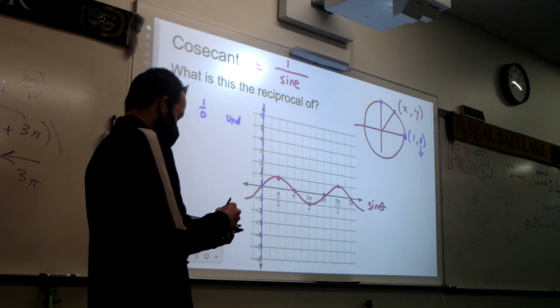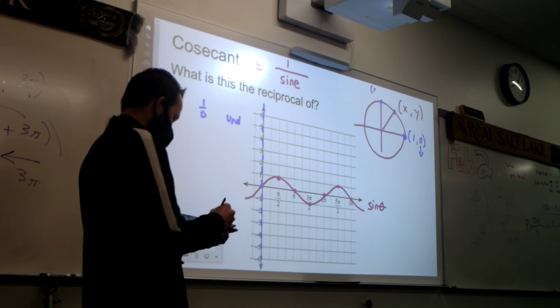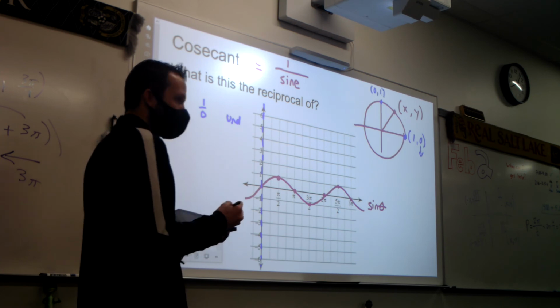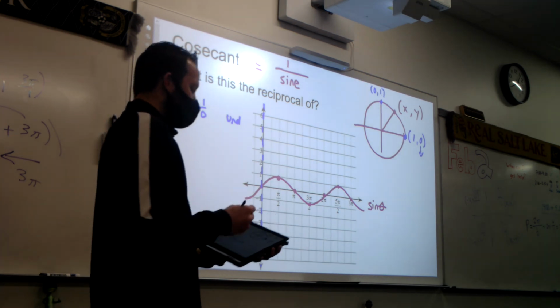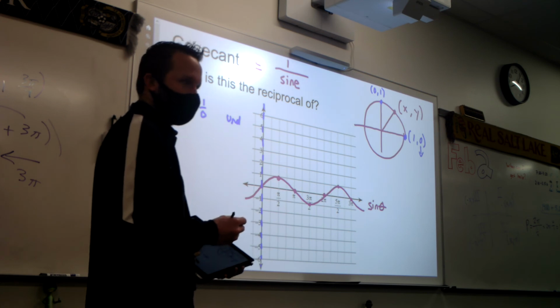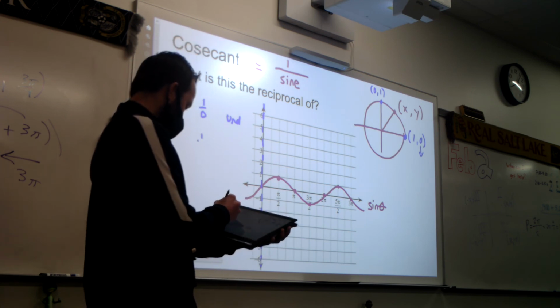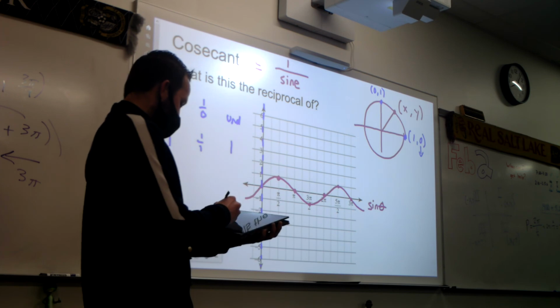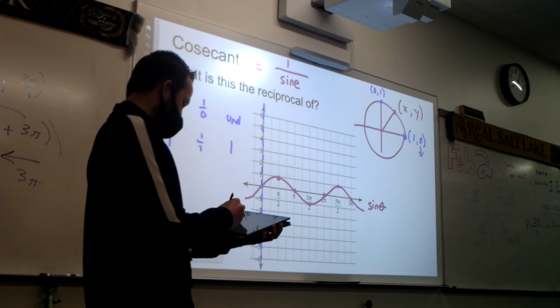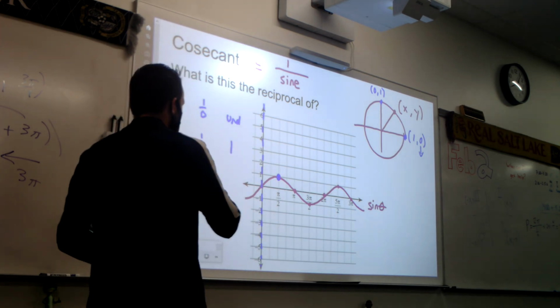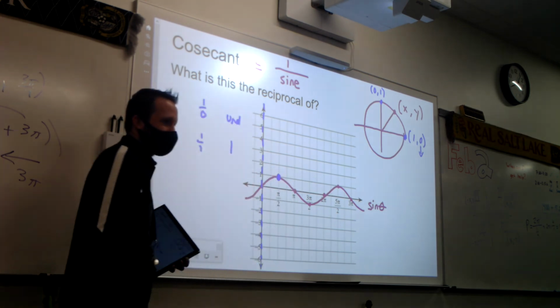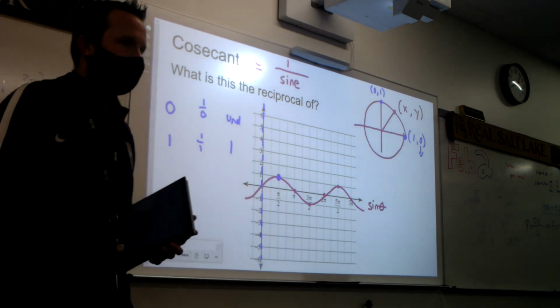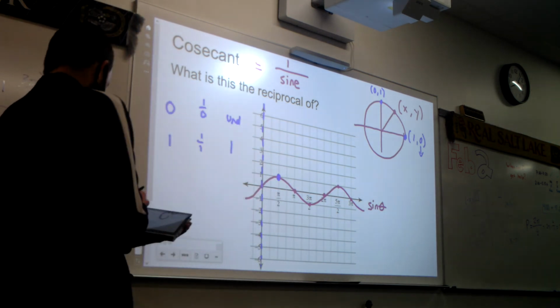Okay, so now let's go to 90 degrees. What is sine at 90 degrees? It was 1. Guys, what's the reciprocal of 1? It's 1. So 1 over 1 is still 1. So at 90 degrees, or pi halves, it's going to be 1. Do you see how it's sharing that same spot with sine? Nice.